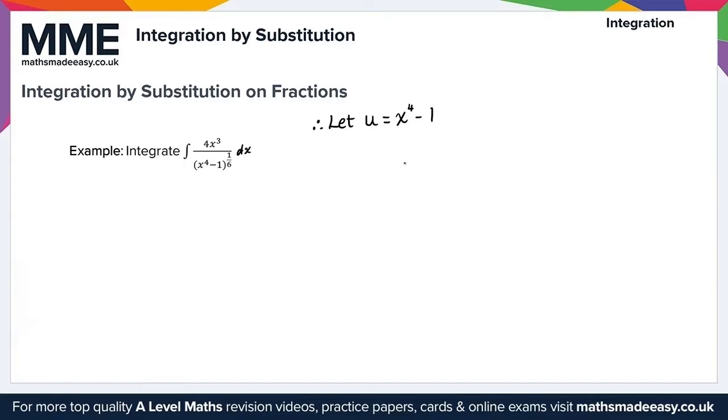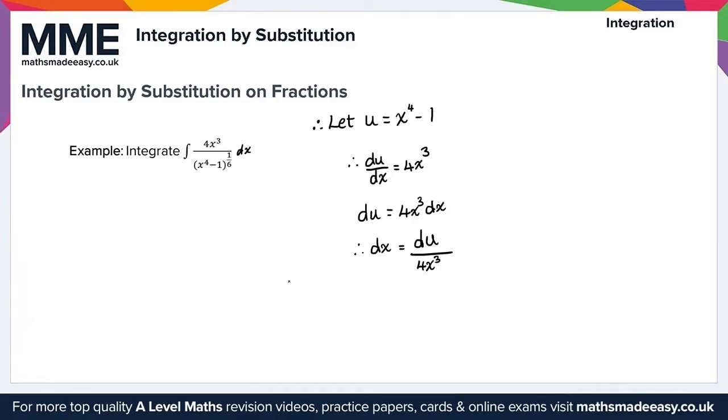And remember, the first thing we do here is differentiate this with respect to x. So du by dx is simply going to be 4x cubed, obviously, as minus 1 is a constant. If we differentiate that, that just gives us 0. So du by dx is 4x cubed. Therefore, we can rearrange to get du equals 4x cubed dx. And we can also find dx by dividing by 4x cubed. So dx is equal to du over 4x cubed.